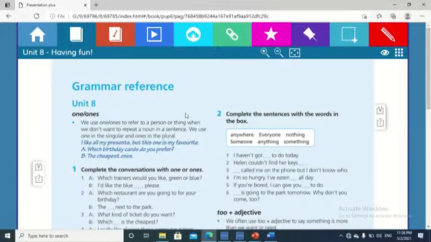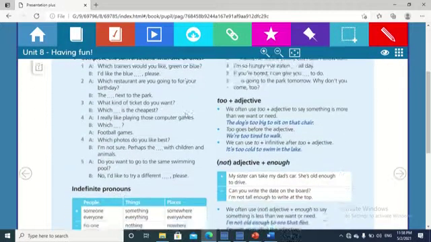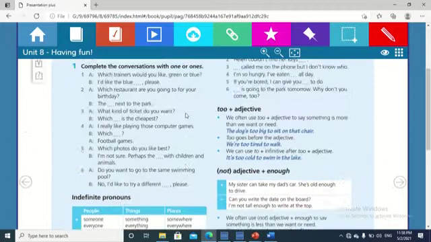Here are the rules. We can start with too plus adjectives. So why do we use too with adjectives? Too, of course, has a similar meaning to very, but what's the difference between too and very? We often use too before adjectives to say something is more than we want or need, more than needed. It has a negative meaning. So the dog is too big to sit on that chair. It's too big. It means that we want it to be less or smaller.